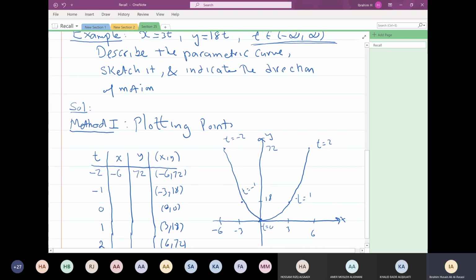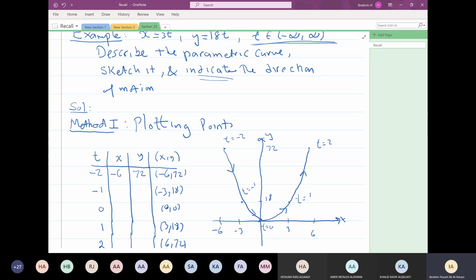Well, how to indicate the direction? You just go along the curve in the increasing direction of T. That is, as T increases, how the points are moving. So you just go from minus 2, then to minus 1, then to 0, then to 1, then to T equals 2. For the direction, you have always to go in the increasing direction of T, as we progress in time, how the points move.